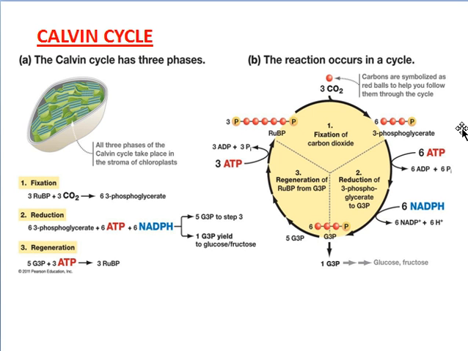This Calvin cycle is also known as the C3 cycle because this 3-phosphoglycerate is the first stable product of this cycle, and you must remember this. This is one of the important questions. What is the first stable product of the Calvin cycle? The answer is 3-phosphoglycerate. So now this is the first step of this cycle, called fixation of carbon dioxide.